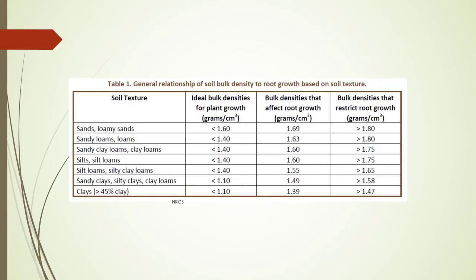So here's the general relationship of bulk density to root growth based on soil texture. Ideal bulk densities for clay soils would be 1.1 grams per centimeter cubed. And then it doesn't take long as the bulk density gets heavier for root growth to be restricted.